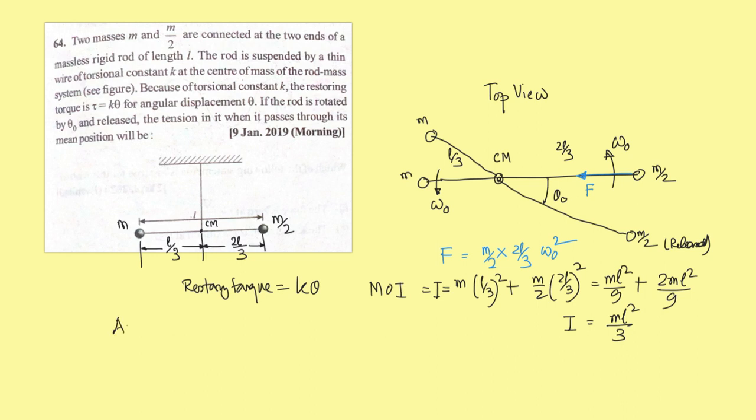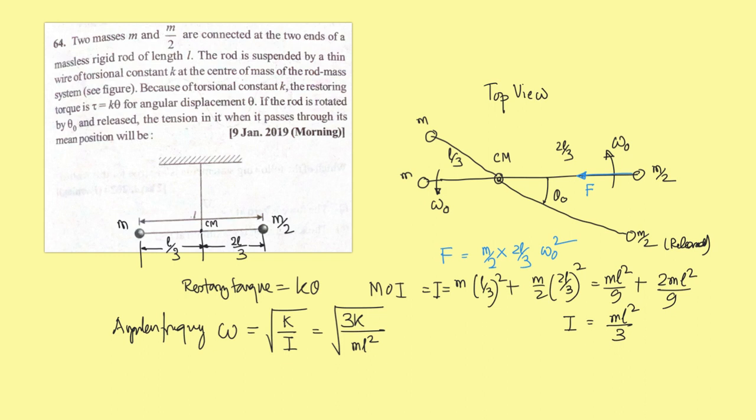So the angular frequency is omega. It's not the angular velocity, remember, this is the angular frequency. It is equal to root over of k by I. That means it is root over of k by mL square, and you have 3 upstairs in the numerator. So now the maximum angular speed omega naught. In this way we get the angular frequency.